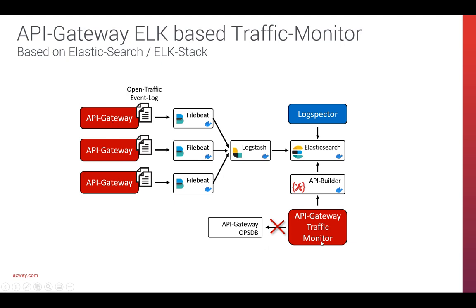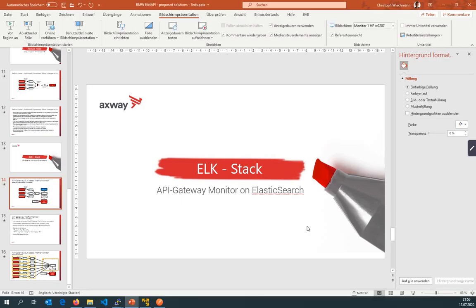When using the Elasticsearch implementation, as you will see in a minute, the API gateways are configured to write out the Open Traffic event log, which is then processed by Filebeat, forwarded to Logstash, and Logstash is forwarding it to Elasticsearch. And an API Builder is exposing exactly the same API as the admin node manager, but in that case based on the data in Elasticsearch. Not used as part of the demo is an alternative approach called the LogSpector instead of the API Gateway Traffic Monitor. So let's see how that looks.